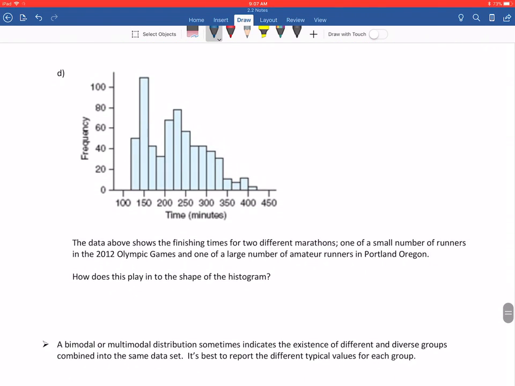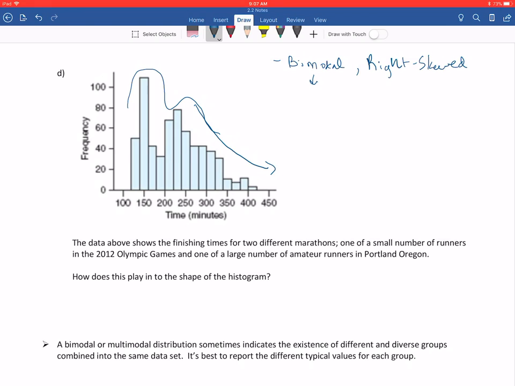Okay, when I look at D immediately, this one looks very different from the others out of the gate. This one seems like it's got two mounds going on. I would call this one bimodal. And it also seems like it's got a tail sort of going off here to the right. So I would classify this as right skewed.